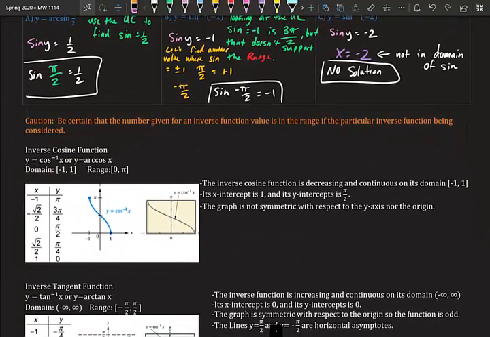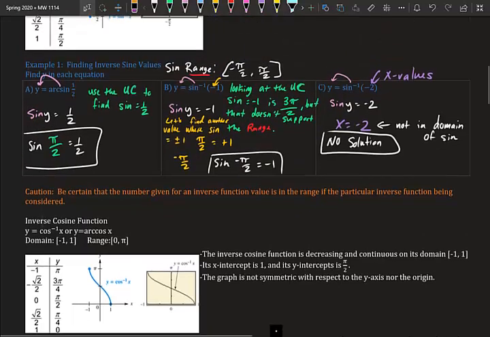Alright, be certain that the number given for an inverse function value is in the range of the particular inverse function being considered. So you know in part B how we had to be careful because what we originally thought of wasn't in the range? That's what we're talking about, so just be careful.